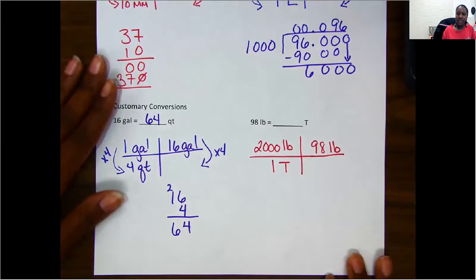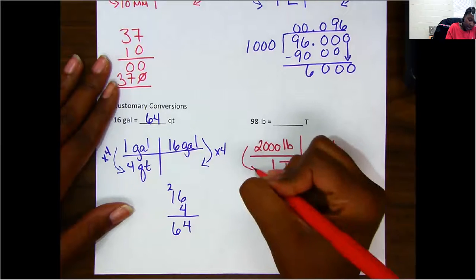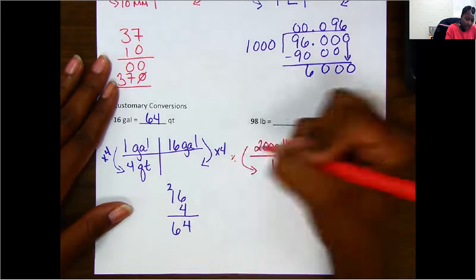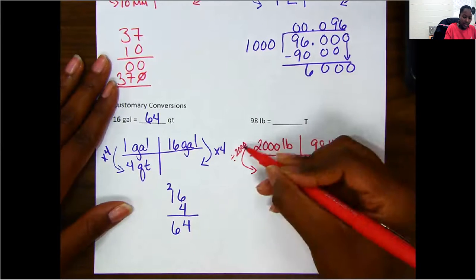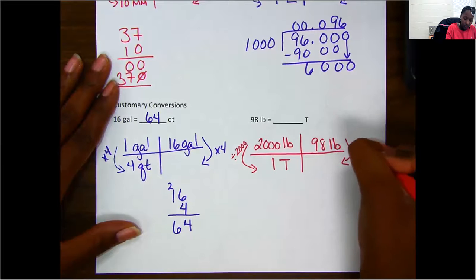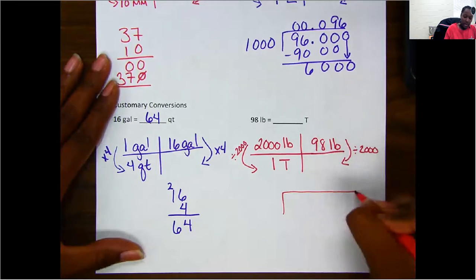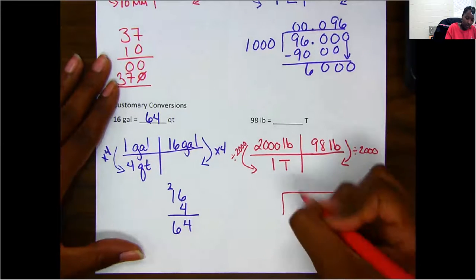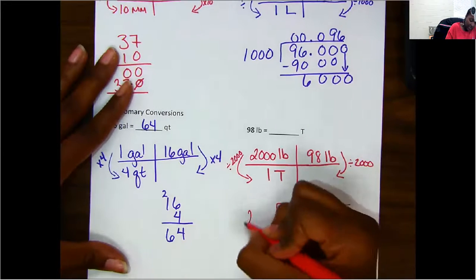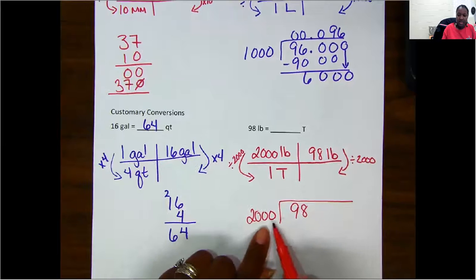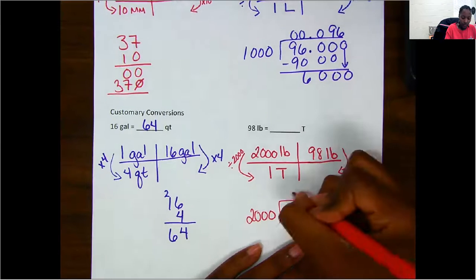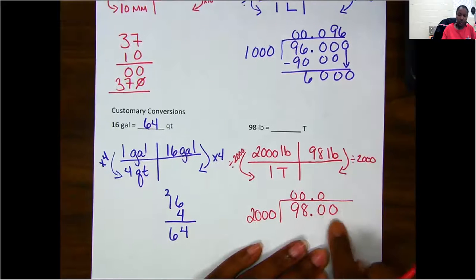I'm going to look for my relationship. Off to the side, I went from 2,000 down to 1. Because I decreased, that means I divided. 2,000 divided by 2,000 is 1. So I can do the same over here. I'm going to set up my division house. Remember, my total goes under the house. I have a total of 98 pounds, and I want to divide it into 2,000 pieces. I can't divide, so I'm going to add my decimal and some zeros.